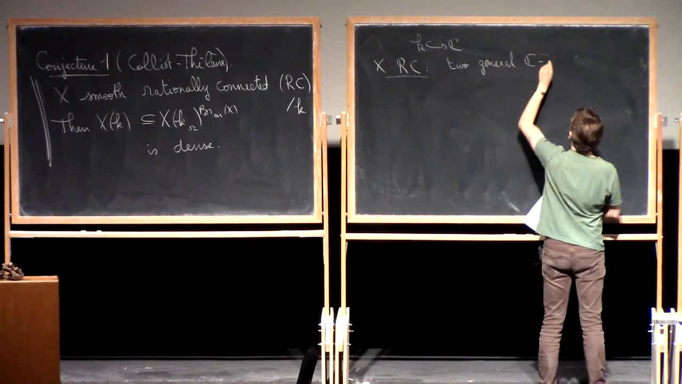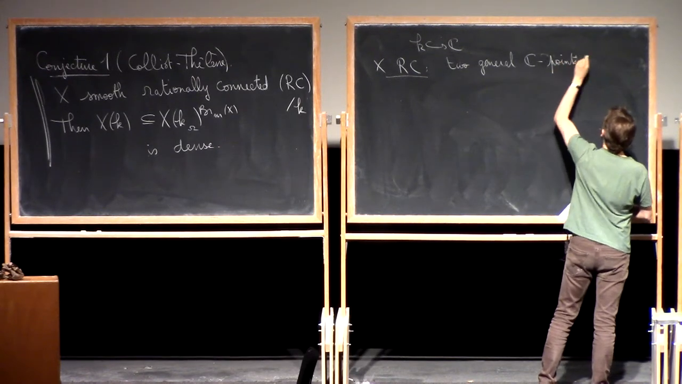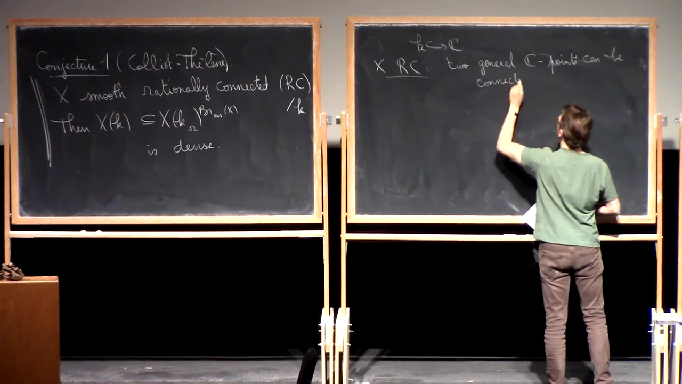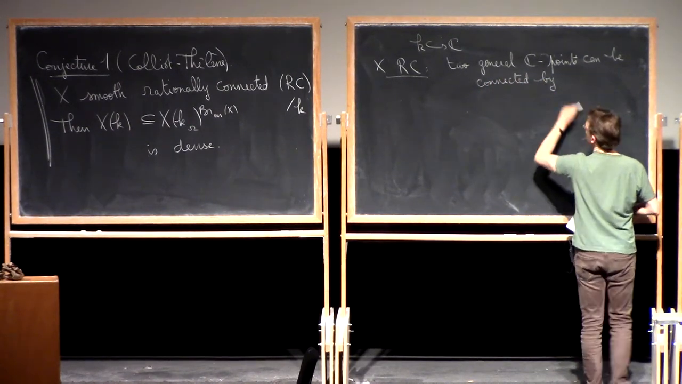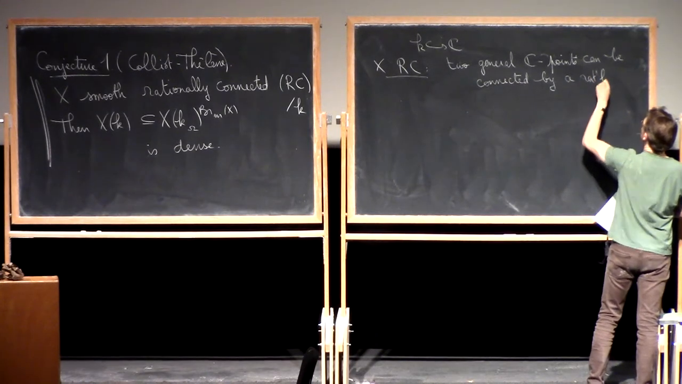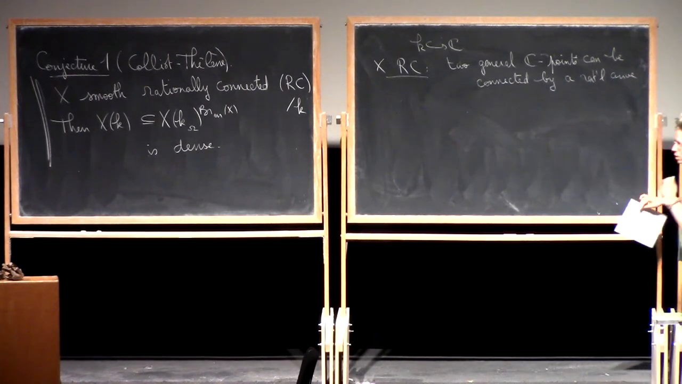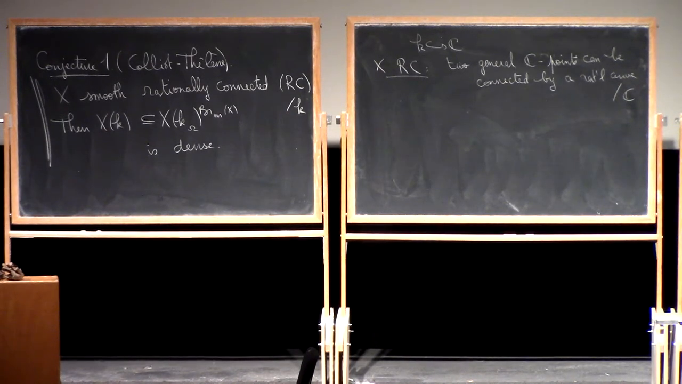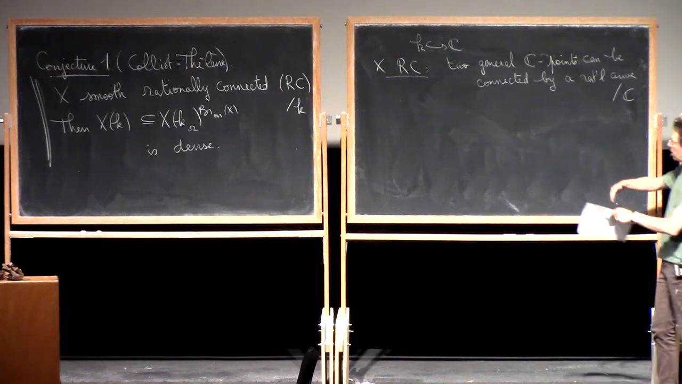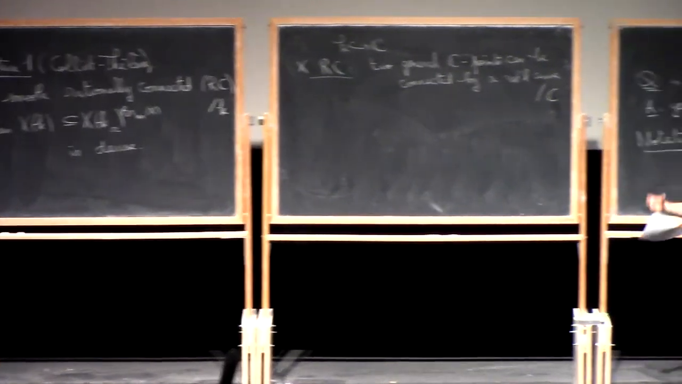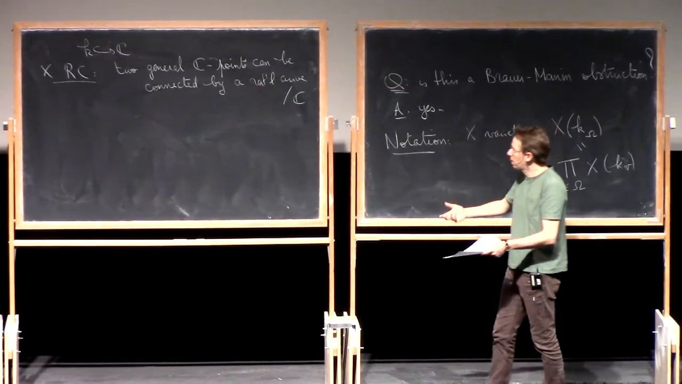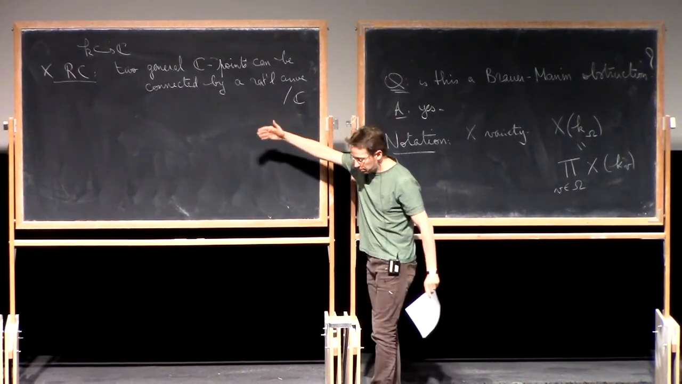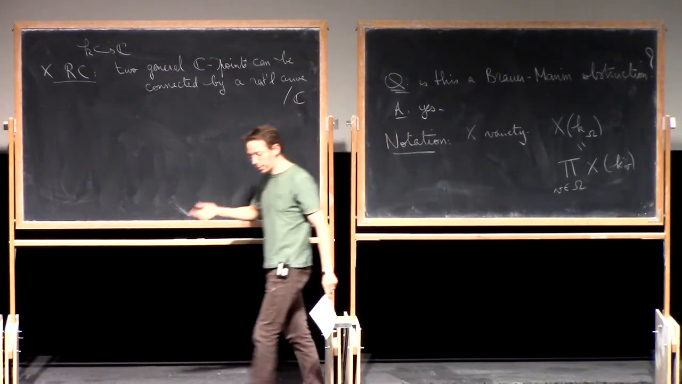Two general C points can be connected by a rational curve over C. So a rational curve, the image of a P1, some open in P1. For example, if X is geometrically rational, that's true, because an open will be an open in Pn, and in Pn you can use lines to connect two points. So that's very easy. But this notion is much better behaved than rationality.